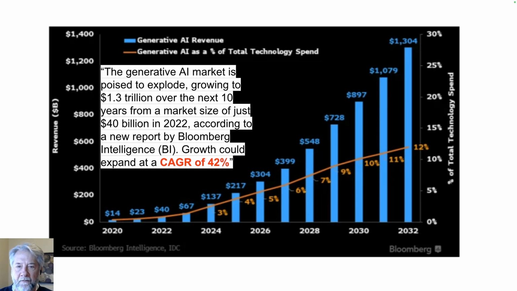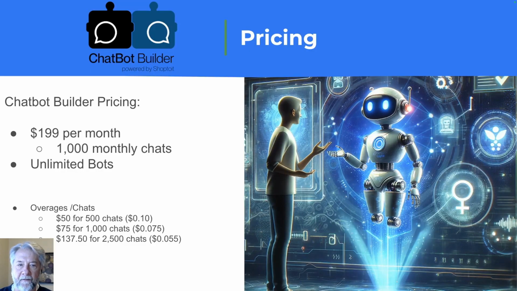So again, this market is explosive. It's supposed to grow by 42% compounded annually over the next 10 years to go from 40 billion today to 1.3 trillion. And the idea is to do a tool that can help you participate in that. So we've made it very easy to use and inexpensive. This is $199 a month. It gives you 1,000 chats and you can make unlimited bots.